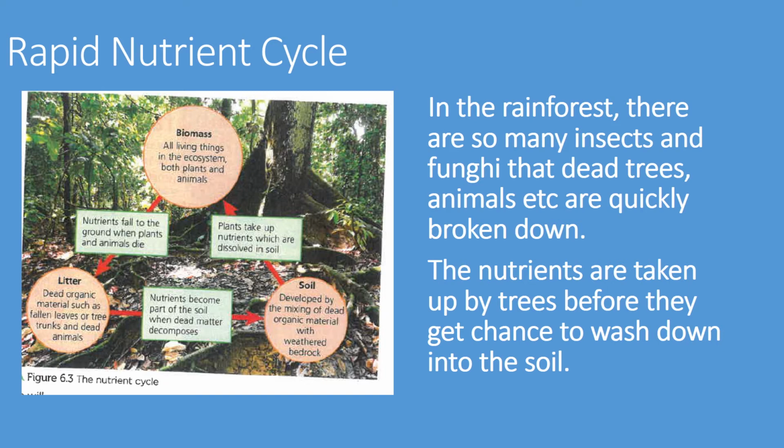And the other thing you notice, if you look at the tree there, is that the roots are actually on the surface. They're not actually going down into the soil. And the nutrients are actually taken up by the trees before they get a chance to wash down into the soil. So everything is happening really, really quickly. That's the way to try and remember it. That's why we call it the rapid nutrient cycle. So the nutrients don't get a chance to wash down into the soil.